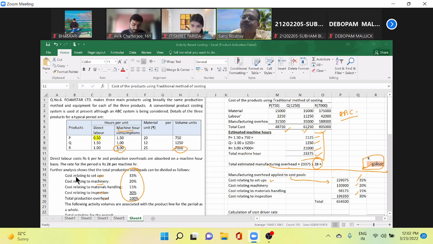Okay. So 6,54,500 into 35% is 2,29,075, like this. What I want all of you to note down up to this much, so that the rest of the question we will be discussing. When we want to move from traditional method of costing to activity-based costing, we need to allocate our expenses under the heading of major activities in an organization. And then we have to find out the driver rate. So note it down up to this much. I'm giving 2 minutes time. Thereafter, we'll start discussing the rest of the question.